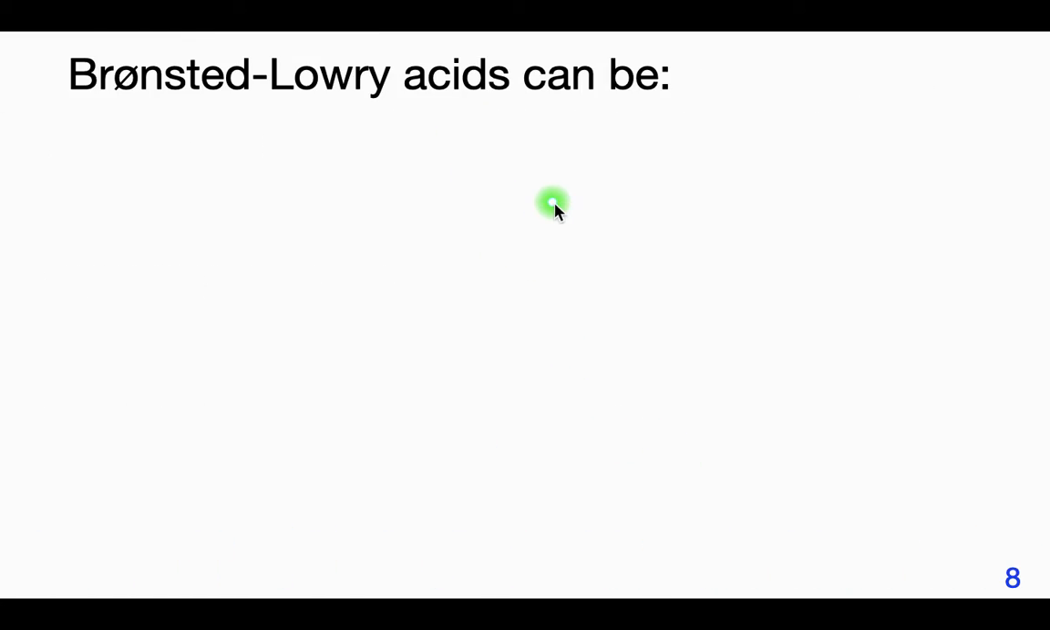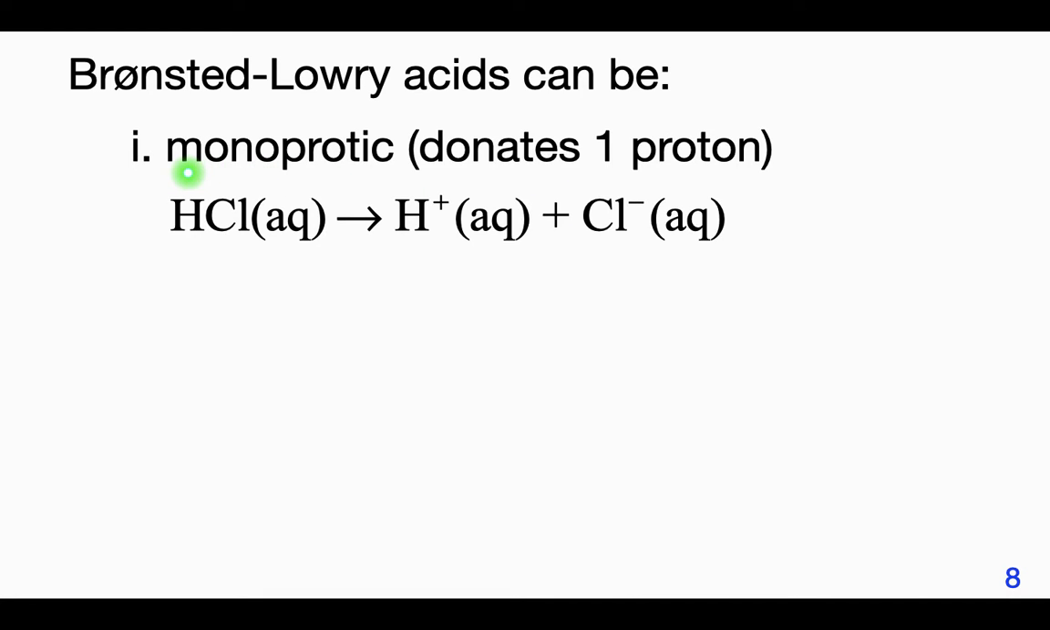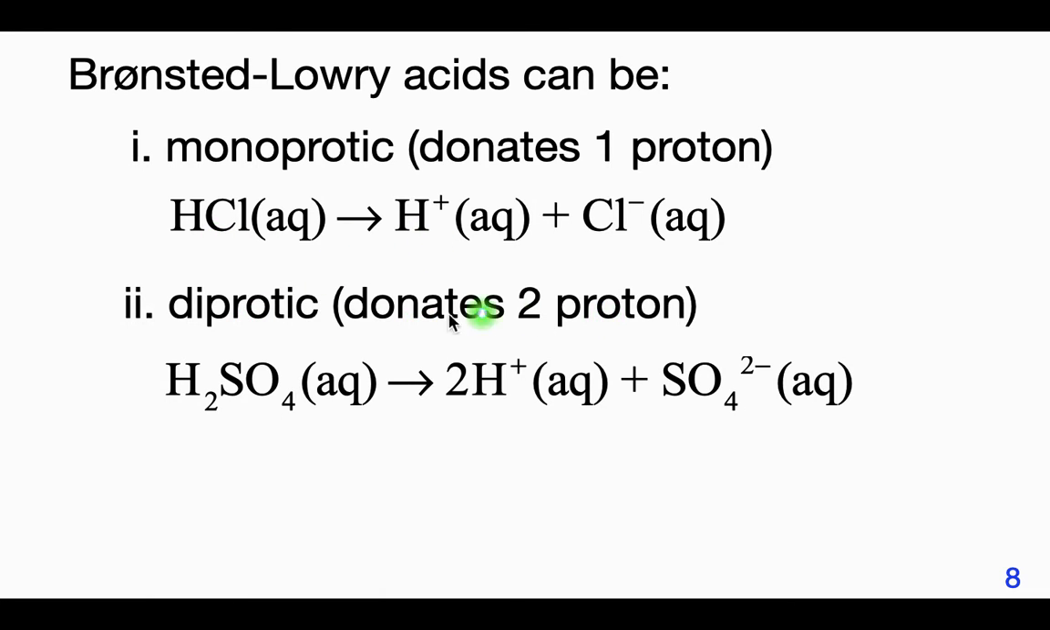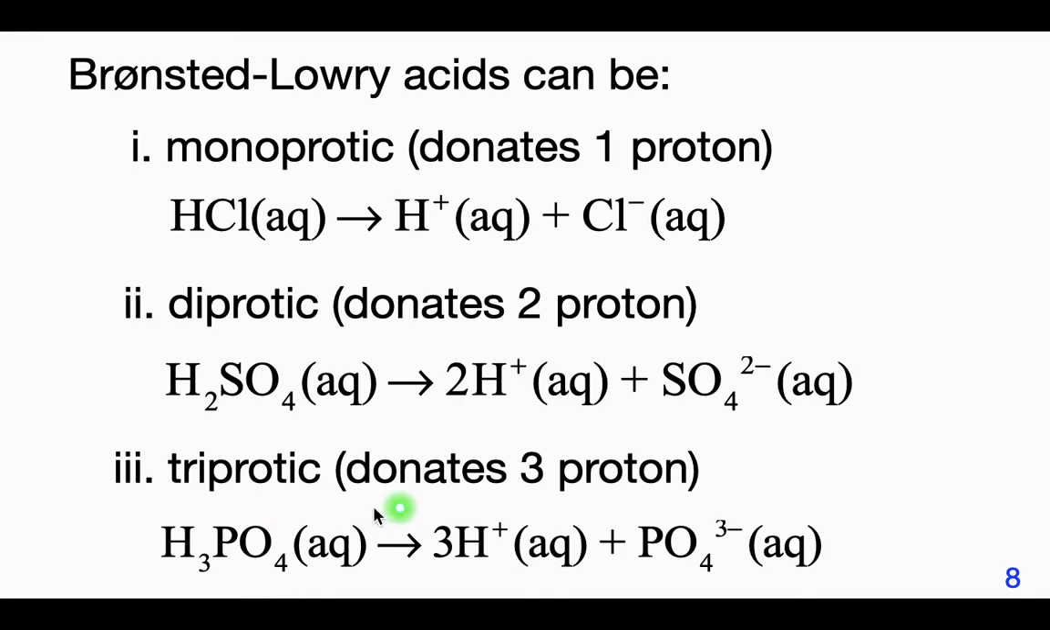Bronsted-Lowry acids can be monoprotic, meaning that they donate 1 proton, so hydrochloric acid. Diprotic donates 2 protons, so sulfuric acid is an example of that. Or triprotic, and phosphoric acid is an example of that. It gives off 3 protons.